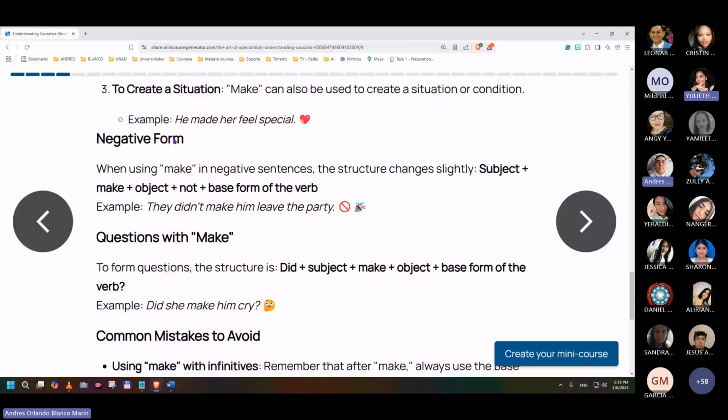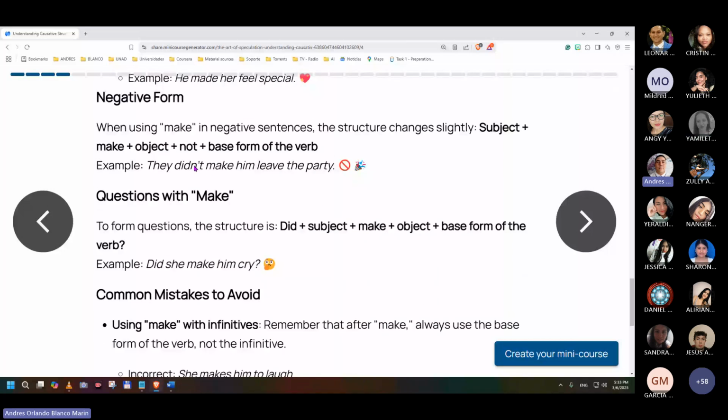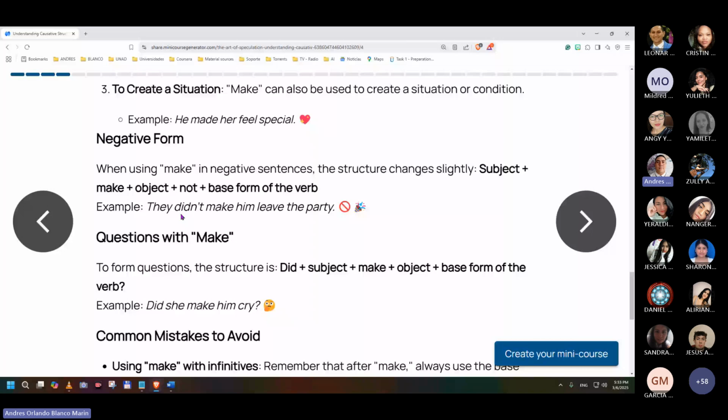The negative form for the causative verbs, or the question form, follows the same rules as the other verb tenses. For example, for the simple past, I use didn't. They didn't make him leave the party.